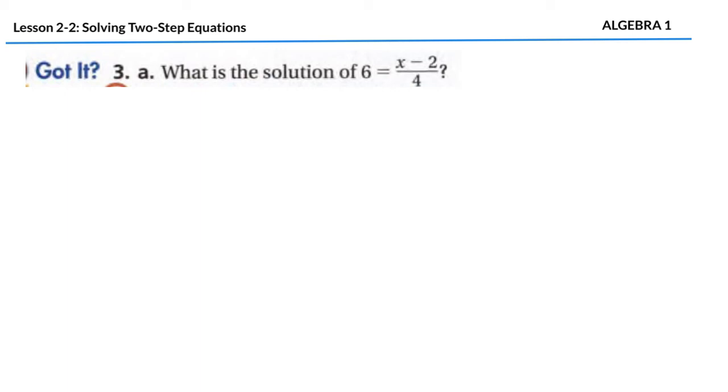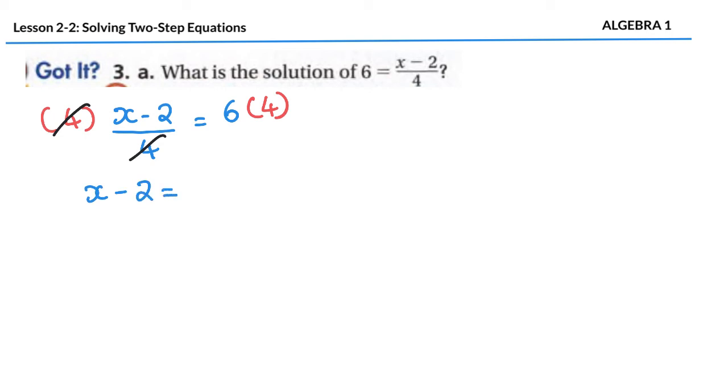Let's move on now. So x minus 2, let's rewrite the whole equation. X minus 2, the whole thing is divided by 4 is equal to 6. So what is the first thing you will remove? You will remove the division of 4. How will you remove division? Multiplying by 4 on both sides. So 4 cancels with 4. You're left with x minus 2 is equal to 6 times 4, 24.